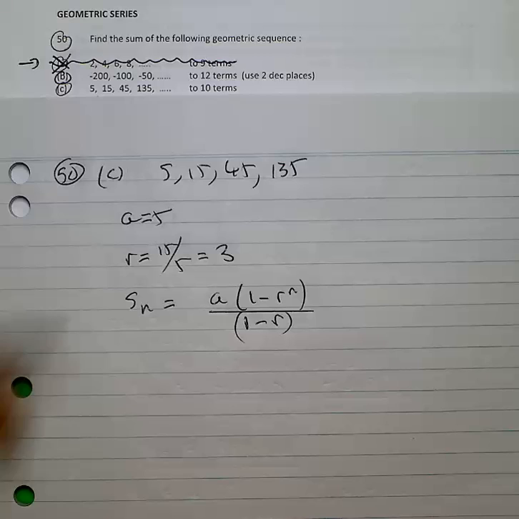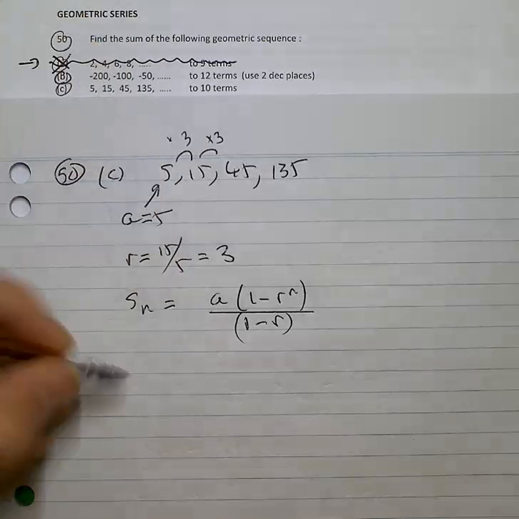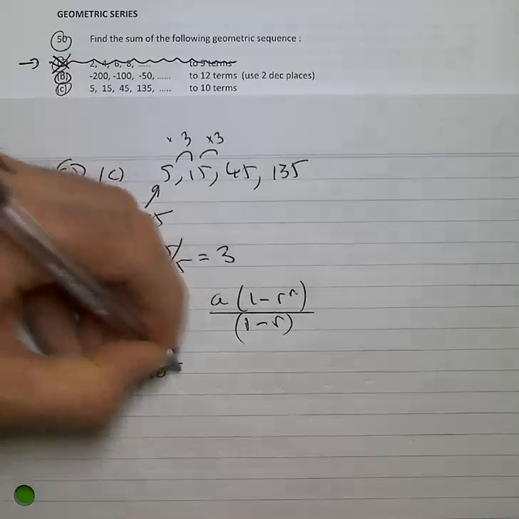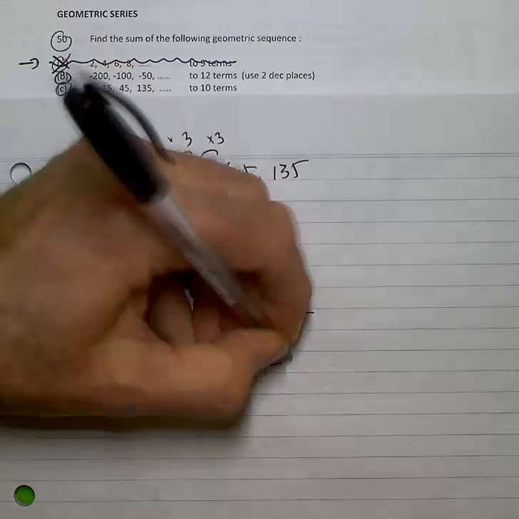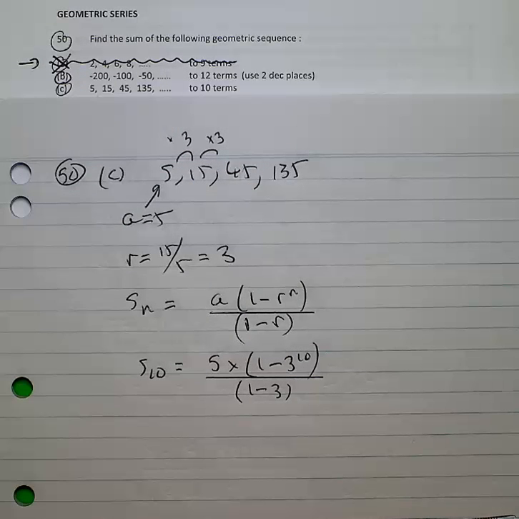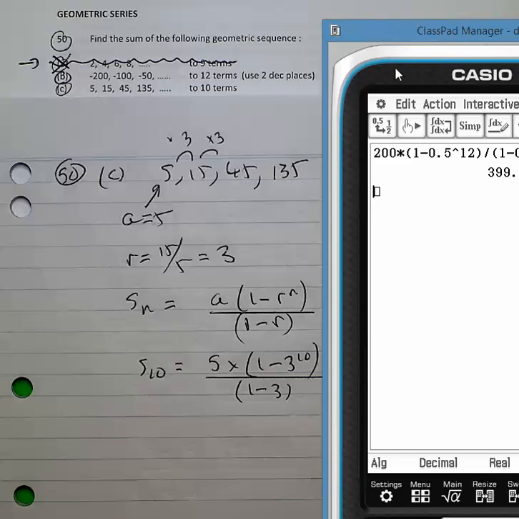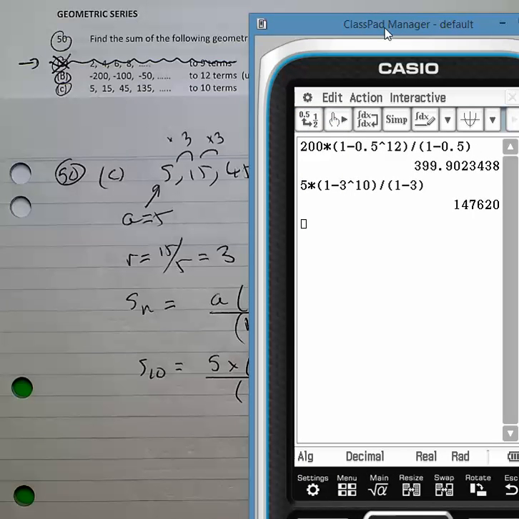In the case of C, identify the first term, common ratio. A lot of you will see that we're simply multiplying by 3. And then, in this case, the 10 terms: 5 times 1 minus 3 to the 10, divided by 1 minus 3. And if you want to do that on your calculator using the equation, 5 times, grouping everything together. Vital that you use brackets as the formula indicates. And that will give you 147,620.